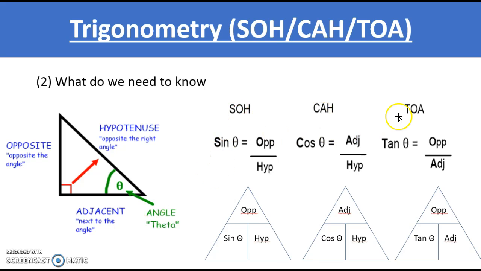So SOH CAH TOA. Hopefully your teacher might have taught you this already, but SOH means sine theta is equal to opposite over hypotenuse, so the O and H. CAH is cosine theta is equal to adjacent over hypotenuse. And TOA, tan is opposite over adjacent. Primarily, I like to use these triangles to help students because they're quite good in terms of knowing when to multiply and when to divide.